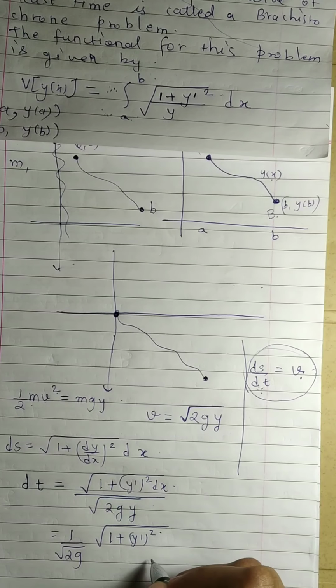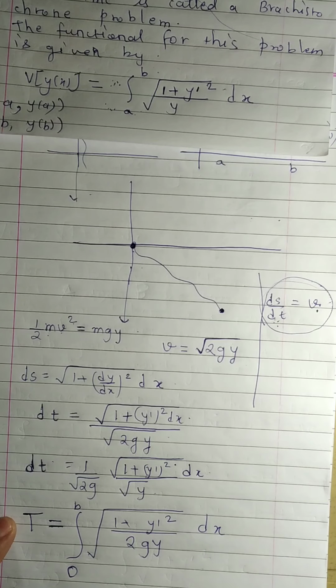For y1 you will get some time, for y2 you will get some other value of time, for y3 some other value of time. Therefore this is a functional and we want to minimize it. We want that curve which will give us the minimum time. So that is the Brachistochrone problem. When we solve this, after learning the method, we will solve this functional to obtain the curve y of x.